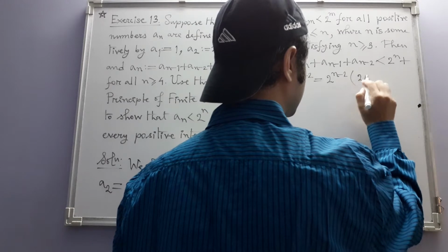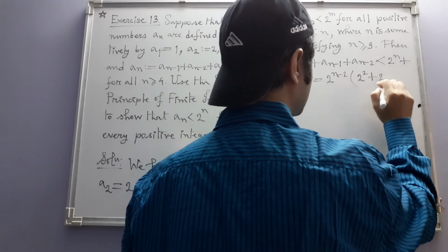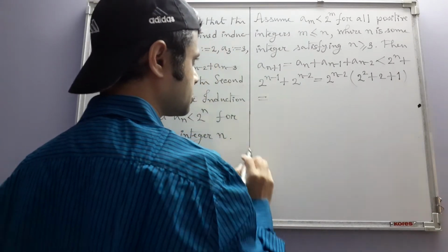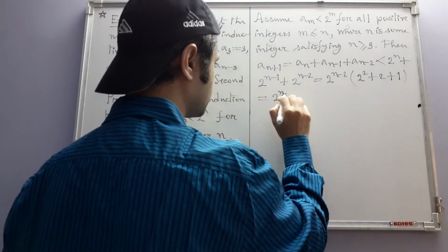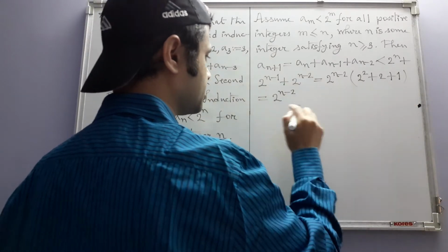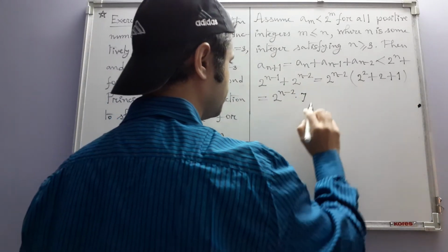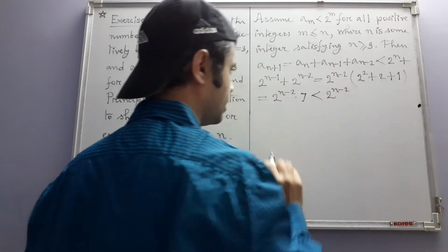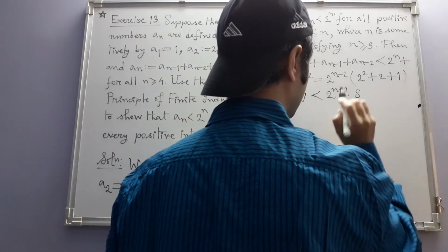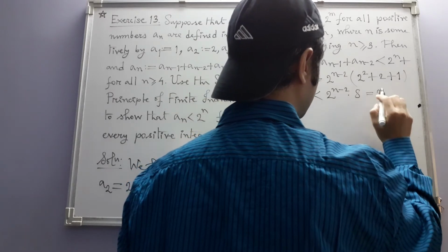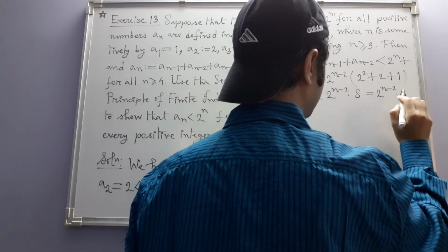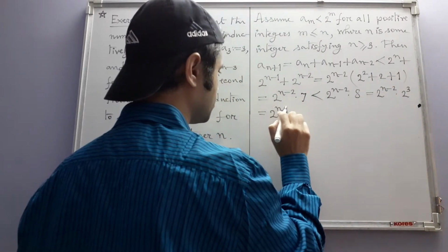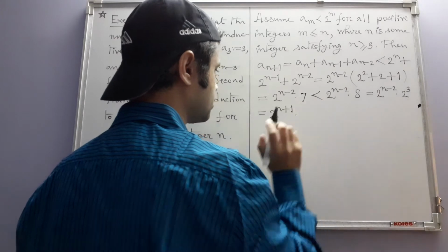we have 2 square plus 2 plus 1. That means 4 plus 3 is 7, which itself is less than 2 to the power n minus 2 times 8, which is equal to 2 cube, and this is equal to 2 to the power n plus 1.